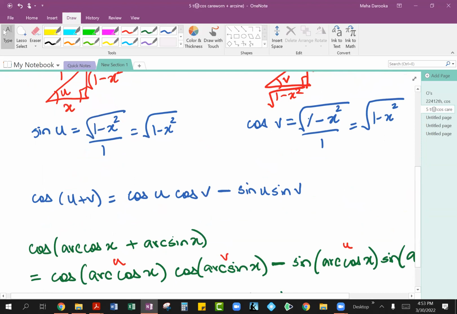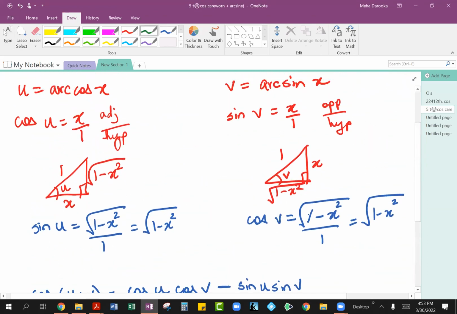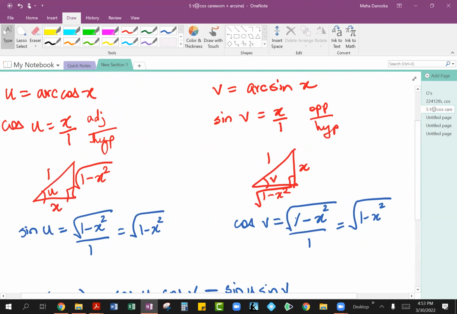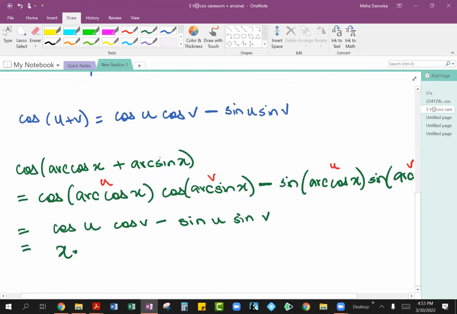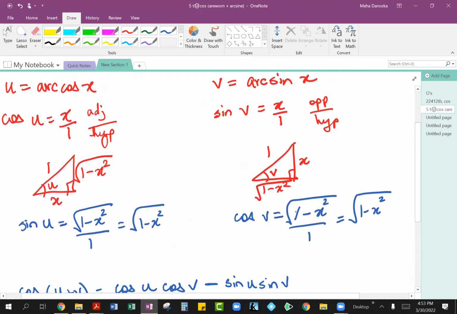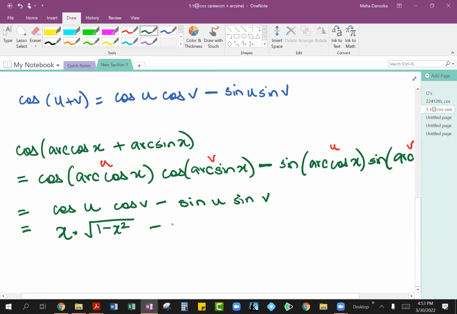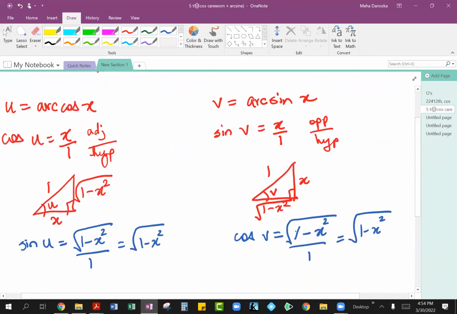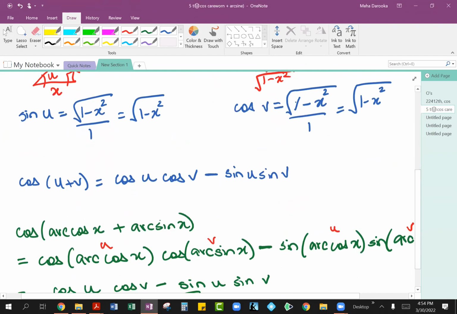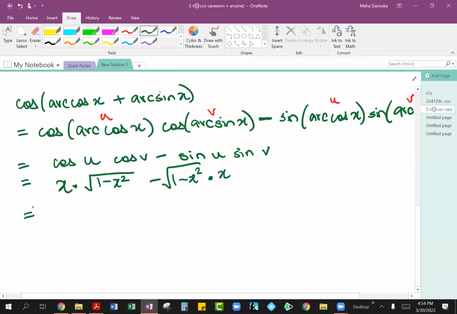So cosine of u is x over 1, or basically just x. Cosine of v, we just simplified that, which was our square root of 1 minus x squared. Minus sine of u, we calculated that also as square root of 1 minus x squared. And sine of v was x over 1, which will of course simplify into an x. So what do you think this answer will come out to be?